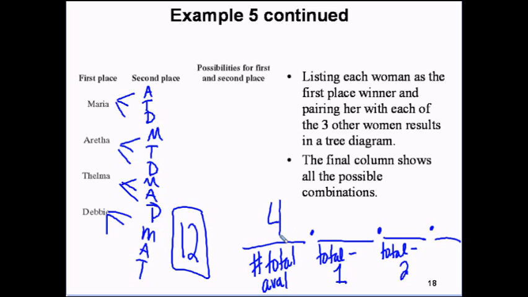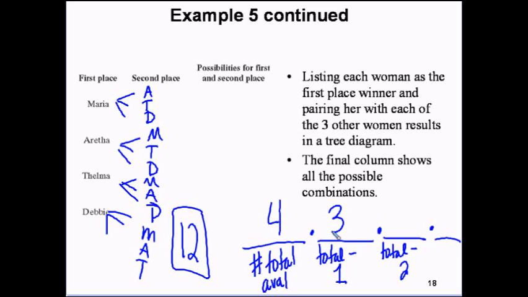You have 4 girls total that could come in first place. But once that first girl comes in first place, you only get 3 girls that could possibly come in second place. So you can do 4 times 3. And then if you wanted to figure out combinations of first, second, third, then there would only be 2 girls possible to come in third place. So you do 4 times 3 times 2. And then at that point, this is 1, so it doesn't really matter anymore. Okay? So that's how you can figure out all the possible combinations.